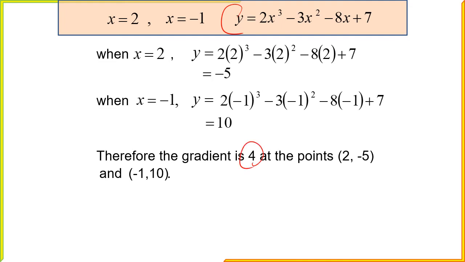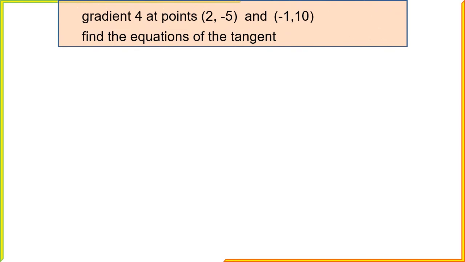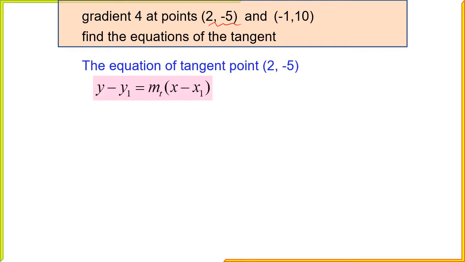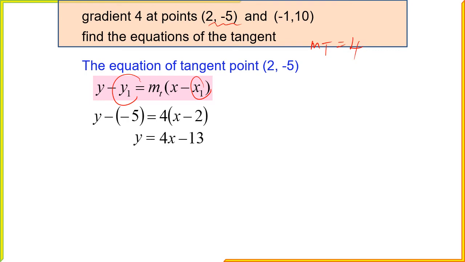Okay. And then the next part of the question. Find the equation of tangent at these 2 points. Because we already know the gradient, we can directly substitute the values of y1 and x1. The gradient is given in the question, the gradient of the tangent equal to 4. So substitute y1, m and x1, we get y minus -5 equal to 4 of x minus 2. So y equal to 4x minus 13.